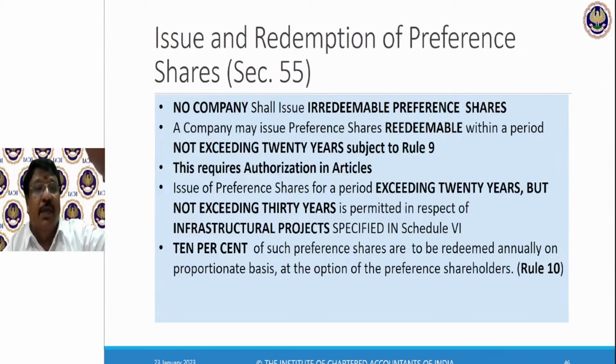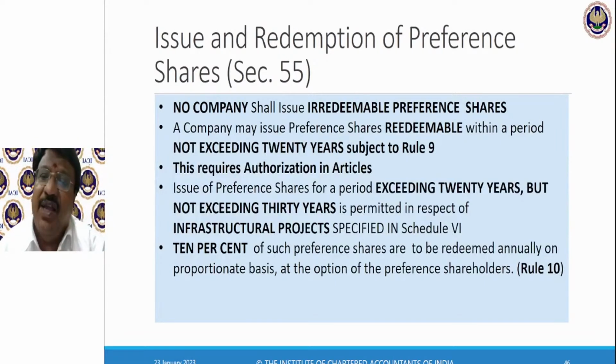Even in those cases, 10% of such preference shares are to be redeemed annually on proportionate basis. It does not mean you are going to redeem it all after 30 years. On the expiry of 20 years, you should start redeeming 10% of the preference shares every year for the next 10 years till it reaches 30. So by the time you reach 30, all the preference shares would have been redeemed. Every year you would redeem 10%, but it's not compulsorily redeemable. If any shareholder wants redemption, up to 10% you can redeem every year.